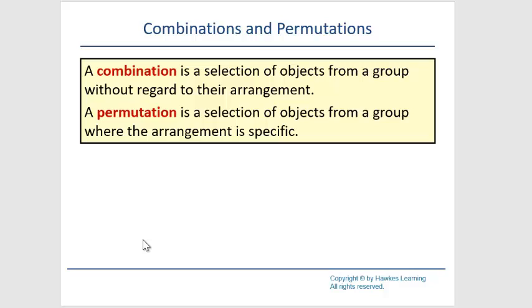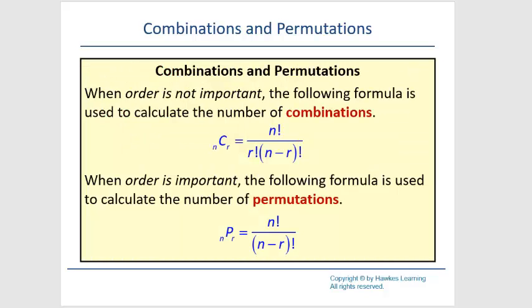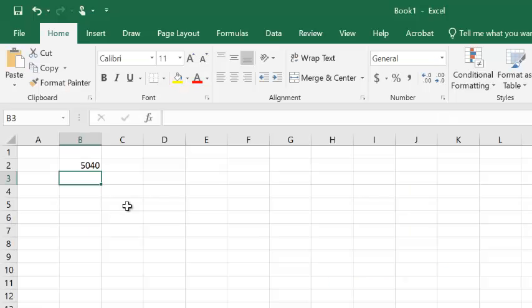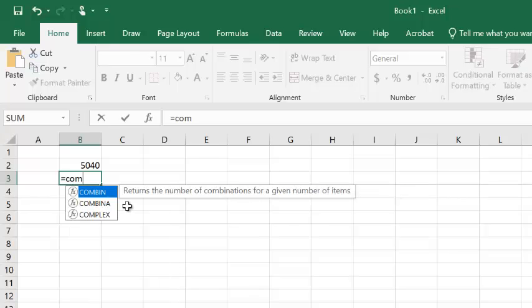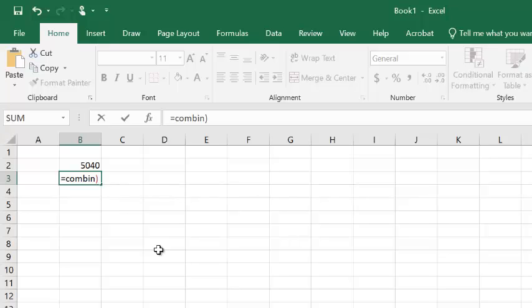Order is important. We have two different formulas here given, but both of these formulas are built into Excel. So if I hit equals combin, open the parentheses, the larger number always comes first. So that's the total number. That's what the textbook calls n, comma, and then the smaller number.